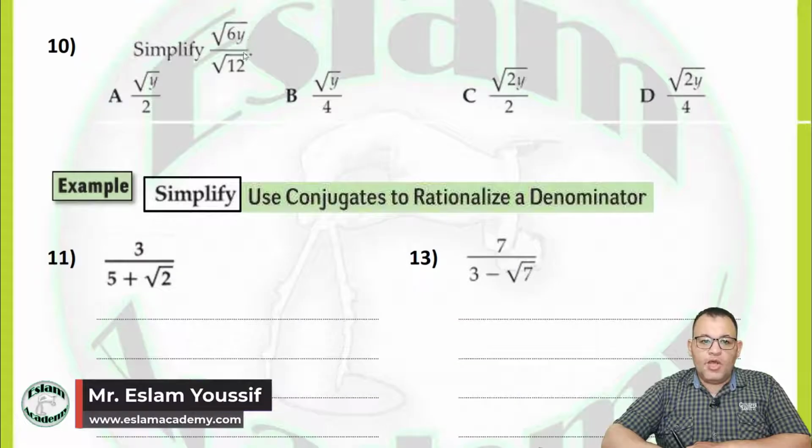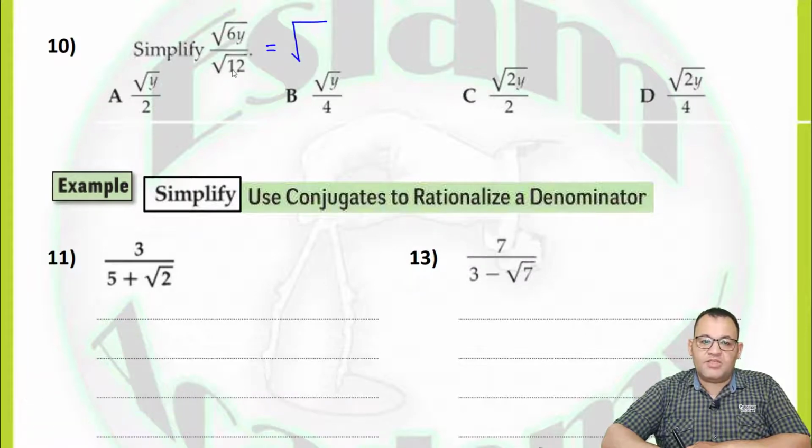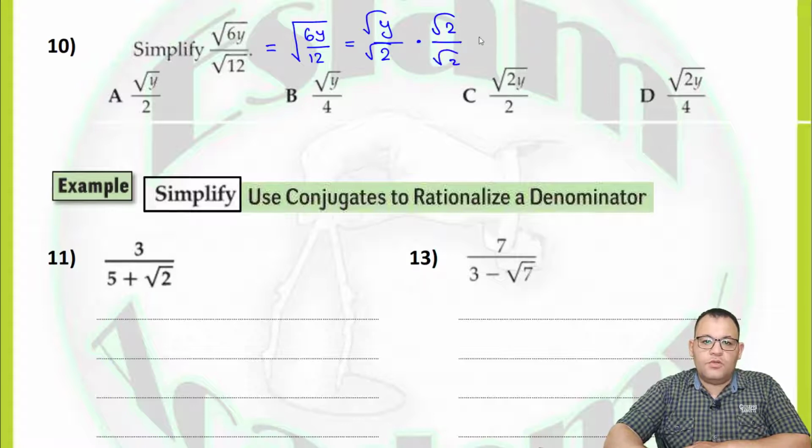The square root of 6y over the square root of 12. You can just write it in one root to simplify it, because we can simplify 6 and 12. So 6y over 12. Now if you divide it by 6, the answer will be y. If you divide it by 12, the answer will be 2. All of that under the square root. We can divide it in two different square roots. So it will be the square root of y over the square root of 2. You can't leave root at the denominator, so you need to multiply by root 2 over root 2. Root y times root 2, it will be the square root of 2y. Root 2 times root 2 equals the number under the square root. So the answer will be the square root of 2y over 2, which is C.